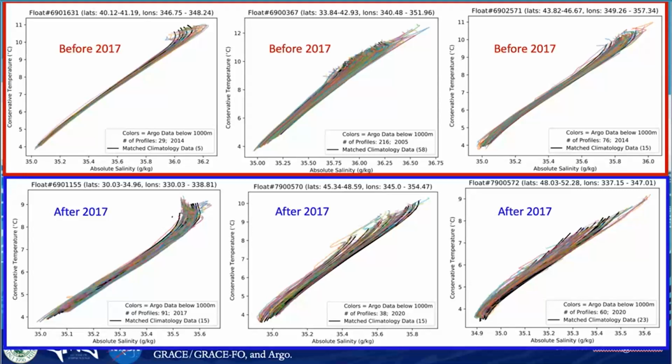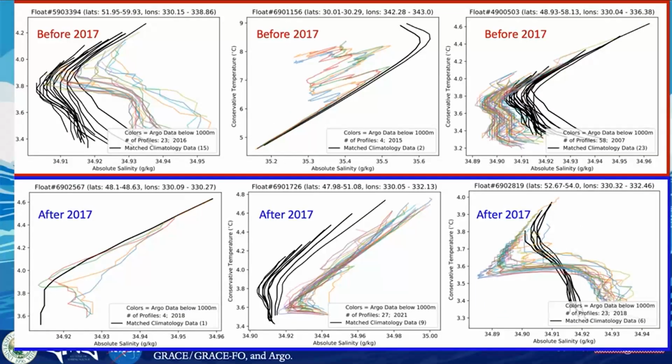And we have a lot of really good data. We're seeing a lot of floats with their data matching up with the climatology really nicely, both before and after 2017. But we're also seeing a lot of weird stuff. We have some that show this salty bias, like I was talking about earlier, but then we also have some that show fresher stuff and some that show kind of both.